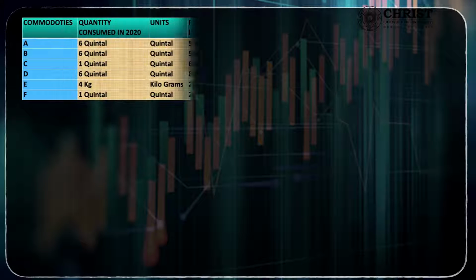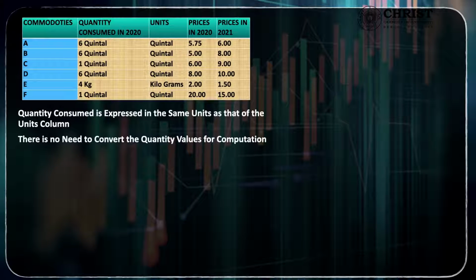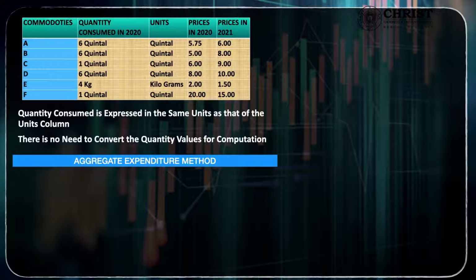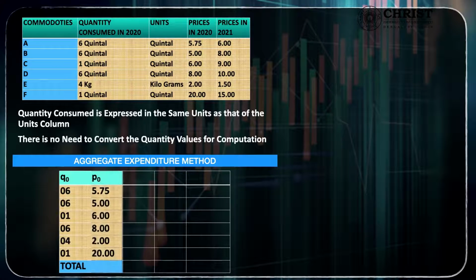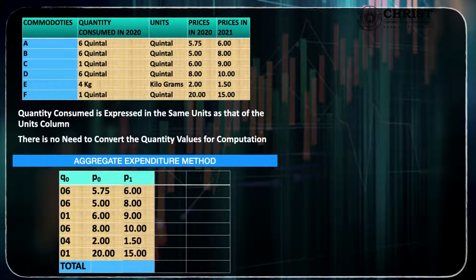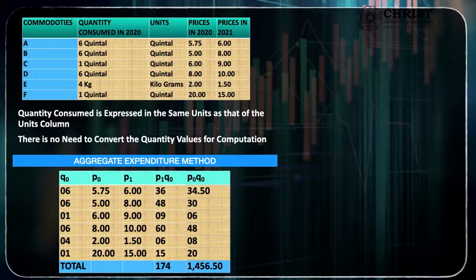So we have to do the aggregate expenditure method, the computation. The values we have taken are P0, Q0 and P1 values. These are the values we need for computing as per this method, that is the aggregate expenditure method. So the first point I have explained, quantity consumed is expressed in the same units as that of the units column. So that is the adjustment you have to remember, second column and third column.